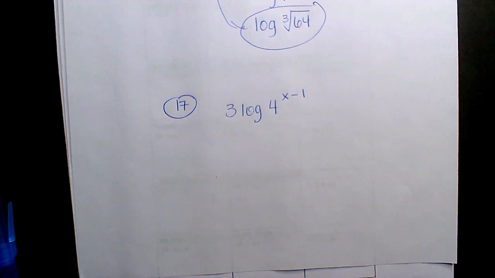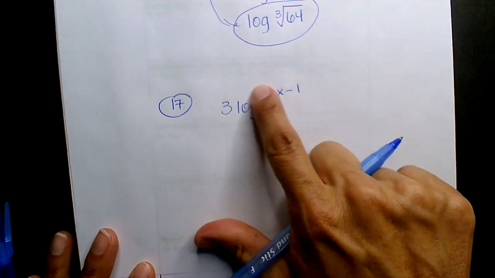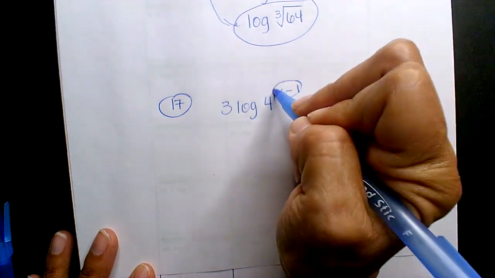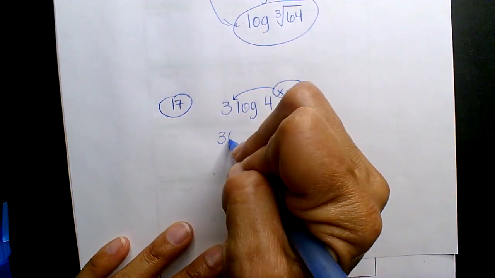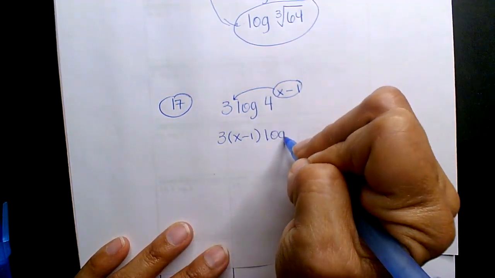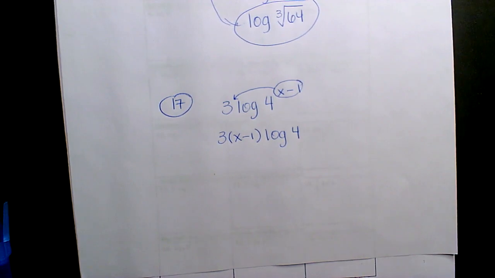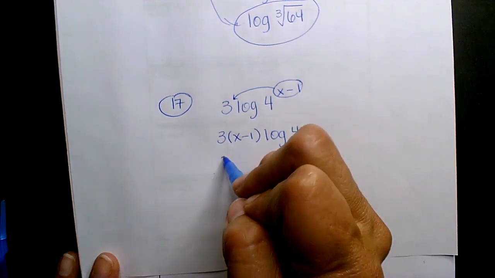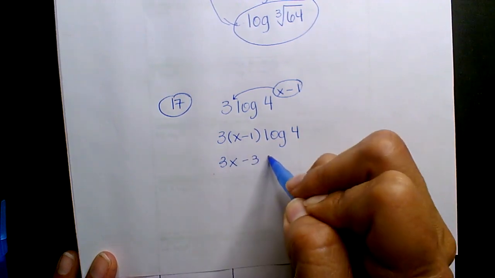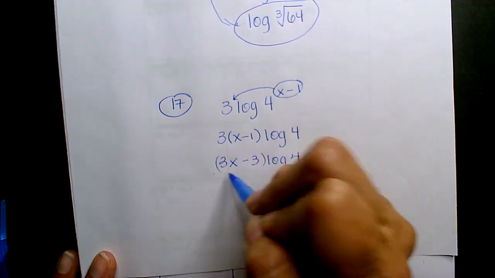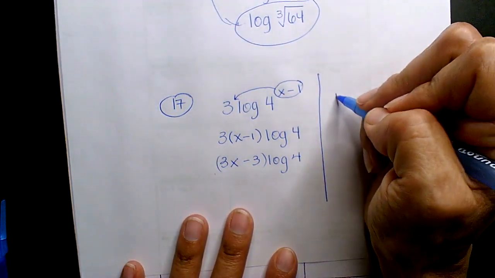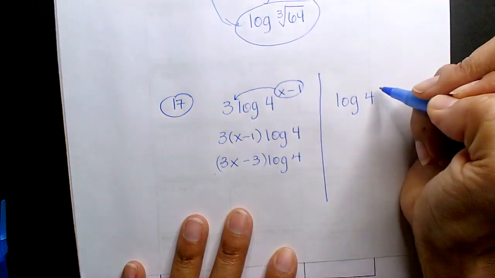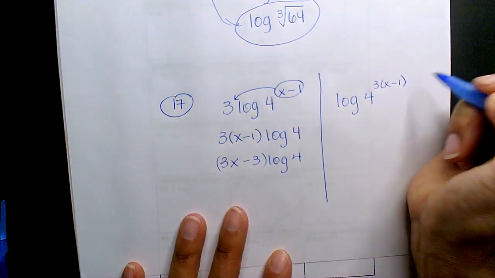What do you want to do? Okay, it wants us to expand it, so we don't want to bring the 3 here. We want to bring this here, right? The power. So 3x minus 1 times log base 10 of 4. But then you could just keep it as that. If you wanted to go the other way, you would take that 3 up and it would be this.